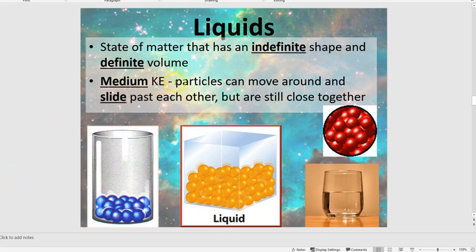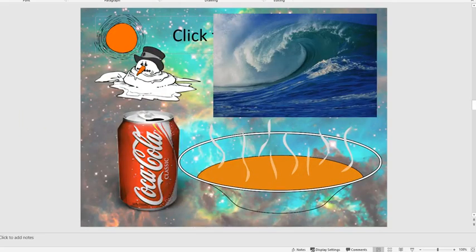They have medium kinetic energy, so the particles do move faster than a solid, but they don't vibrate, they slide past each other. So they're still in contact, they're still close together, but they're only sliding past each other. Please focus on that word. If you look at these examples, you will see various liquids, and liquids can evaporate, they can flow, they can melt, they can boil.